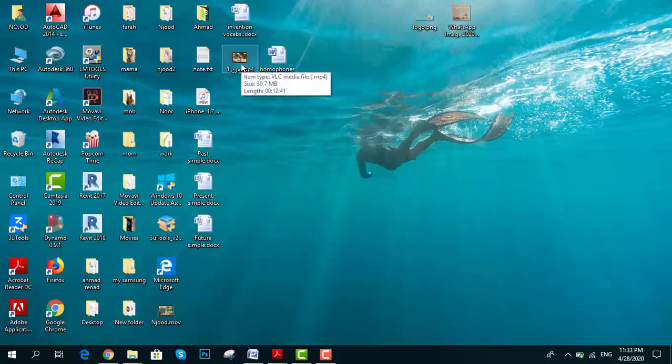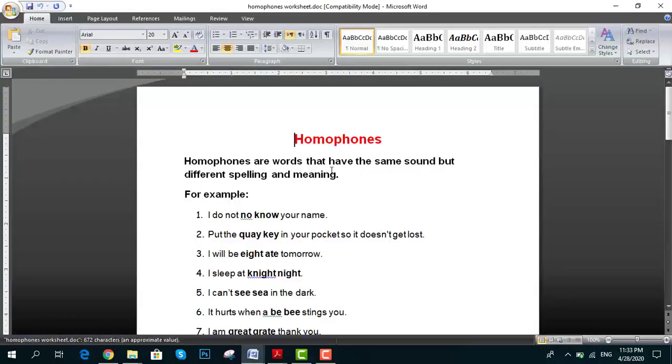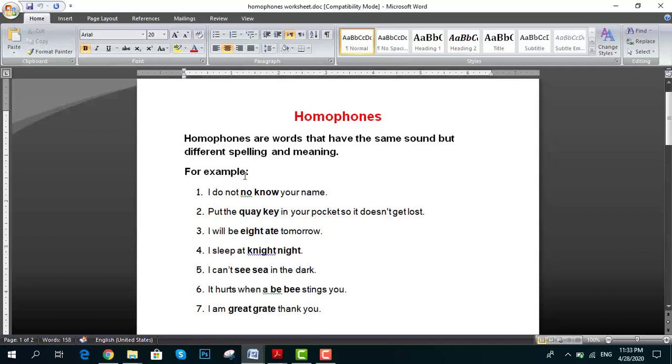The last rule is homophones. Let's go quickly to homophones. Homophones are words that have the same sound but different spellings and different meanings. Okay, so for example, we have these sentences.